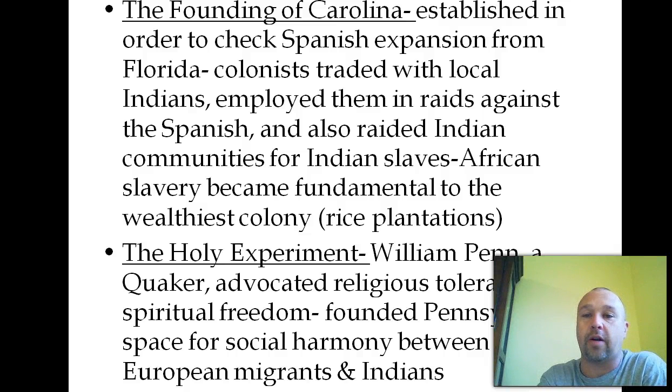The founding of Carolina was to check the Spanish expansion from Florida, and colonists there in Carolina will trade with local Indians. They're going to hire them to fight against the Spanish, and they're also going to raid Indian communities looking for Indian slaves. Later, African slavery is going to dominate the South and also the Chesapeake region, and the rice plantations were initially incredibly advantageous.